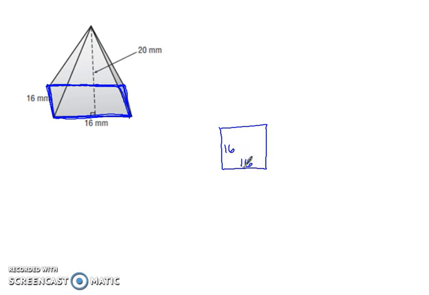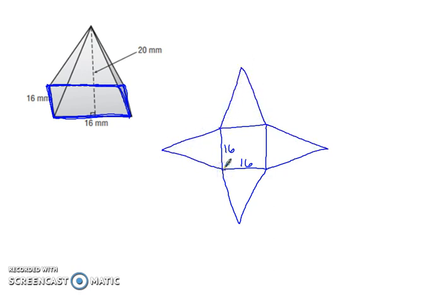Okay. And then from each edge, there should be a triangle. Most of you are pretty good at doing your nets of a pyramid, as long as you recognize that it's surface area. And on this one, we need a slant height. And you can tell that this is the slant height. It's not like in the middle here. It's actually going to the base of this triangle right here. So that is the slant height. And it is 20. Okay, right here. You can see it's pointing to that.